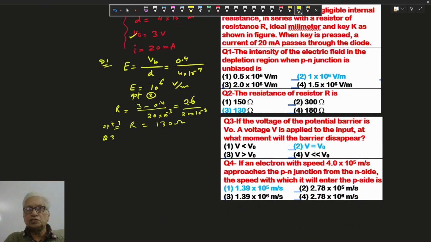Now question 3. The potential barrier voltage is this, and with the applied voltage, at what moment does the barrier disappear? It means when the applied voltage is equal and opposite to the barrier voltage. So this option is correct.